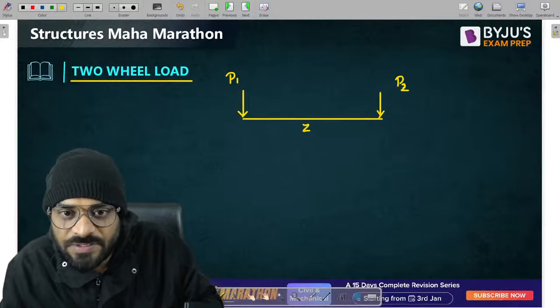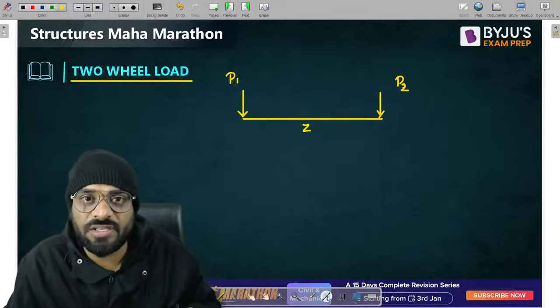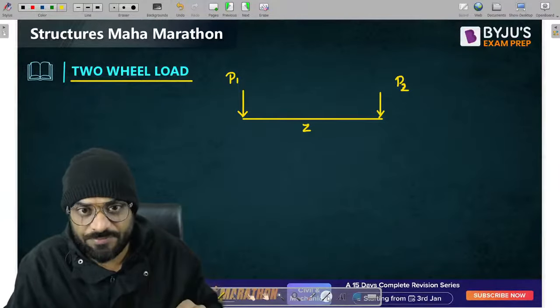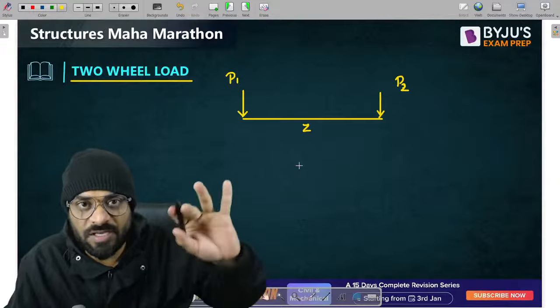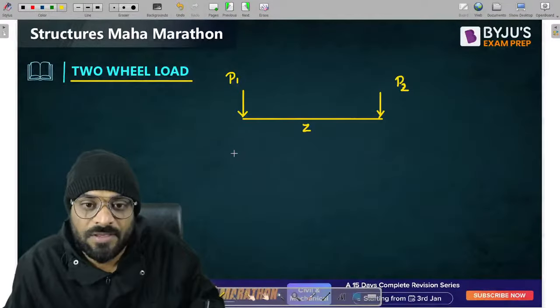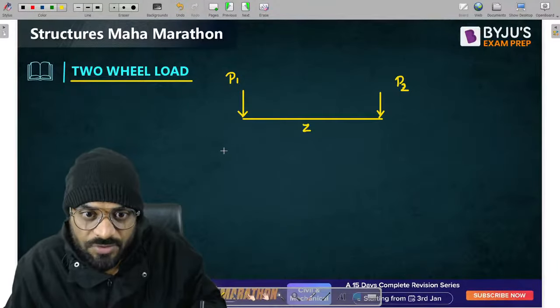So let us suppose this is distance Z. Now what you have to do, first of all, you need to find out the CG of the load system. Okay. CG of the load system. This is the most important case which can be asked in the GATE examination mostly. How you can find it out? So how you can find it out?